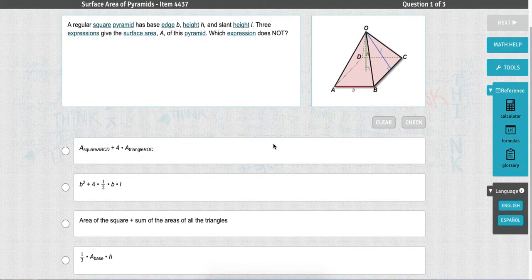Hey guys, I know some of you were struggling with the surface area of pyramids that we've done on Imagine Math. I know that we didn't really get a chance to learn it in class this year, but I wanted to make sure that you had an opportunity to get a little bit of support on this lesson.